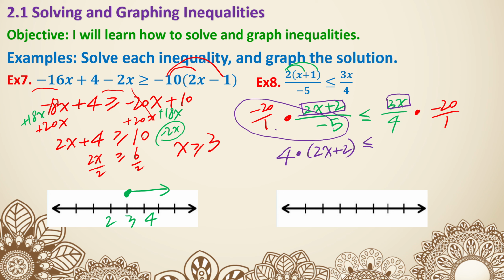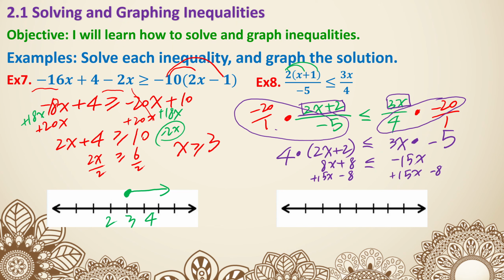And the right side, same thing. I'm trying to get rid of the denominator. That's going to give me a negative 5. I still keep the 3x, but it's 3x times negative 5. That's going to give me 8x plus 8 less than or equal to negative 15x. So I can add 15x on both sides, but also subtract 8 on both sides. That's going to give me 23x is less than or equal to negative 8.